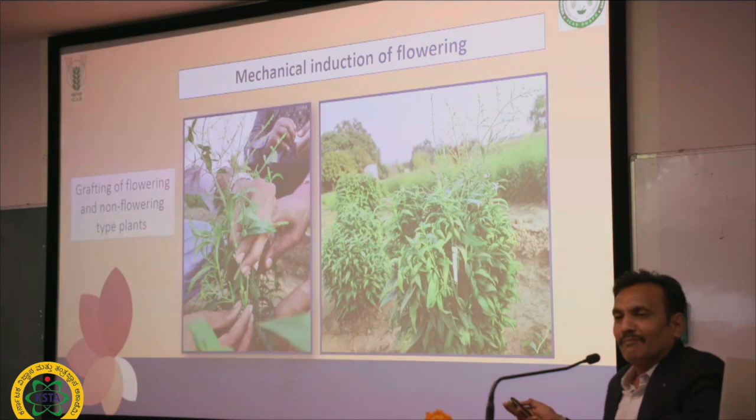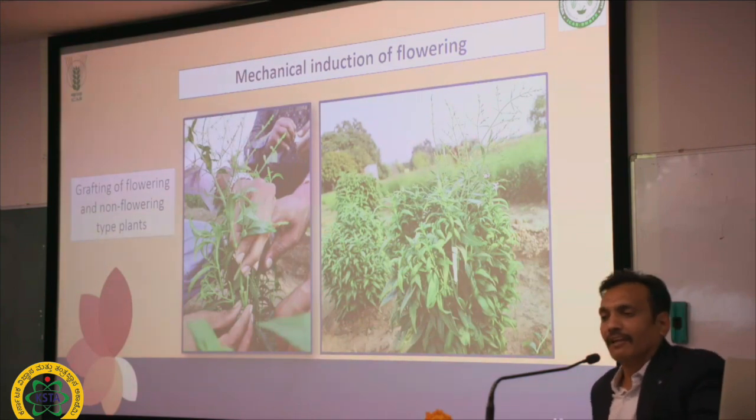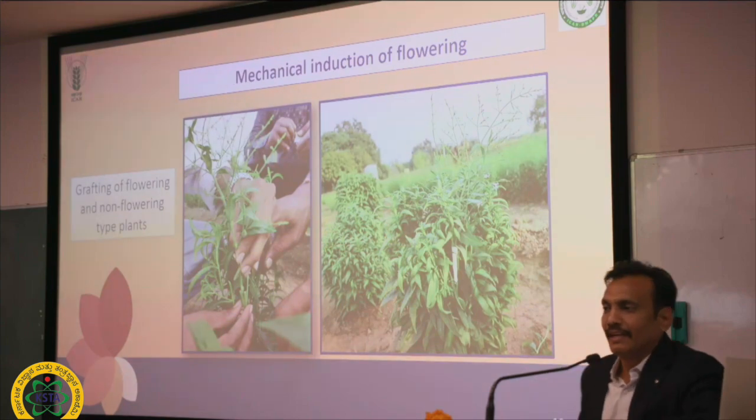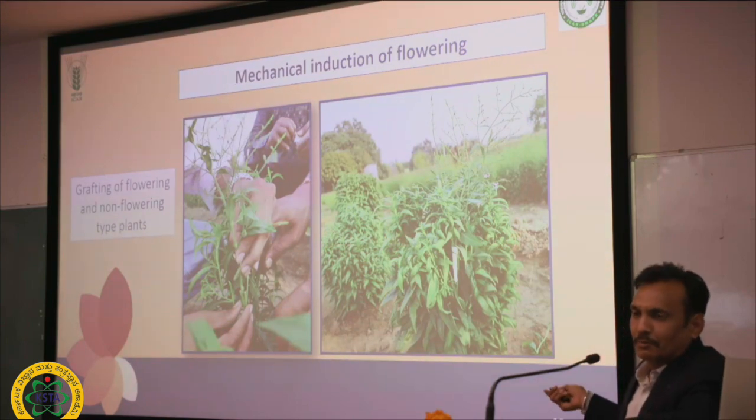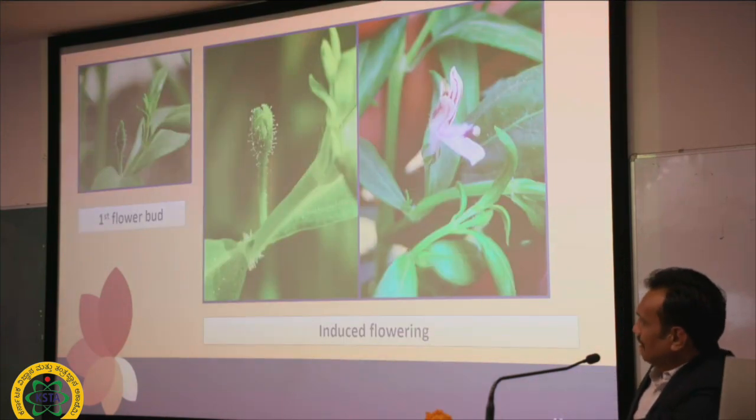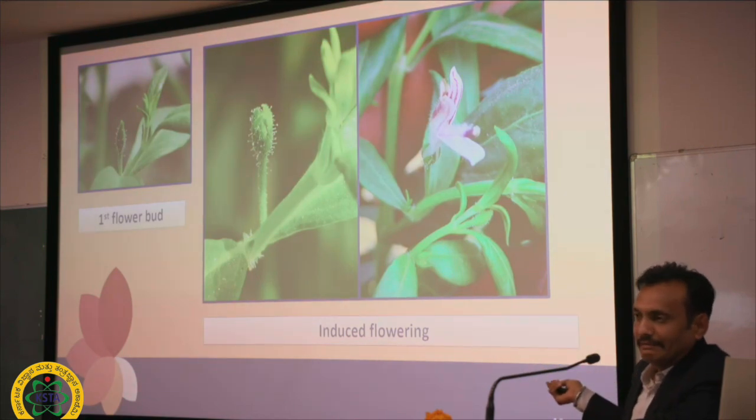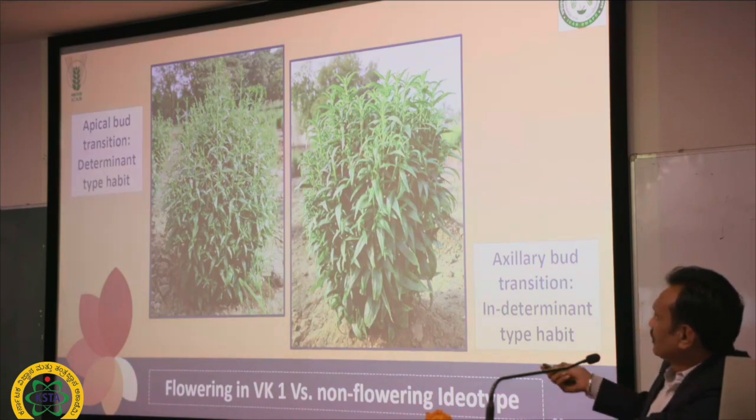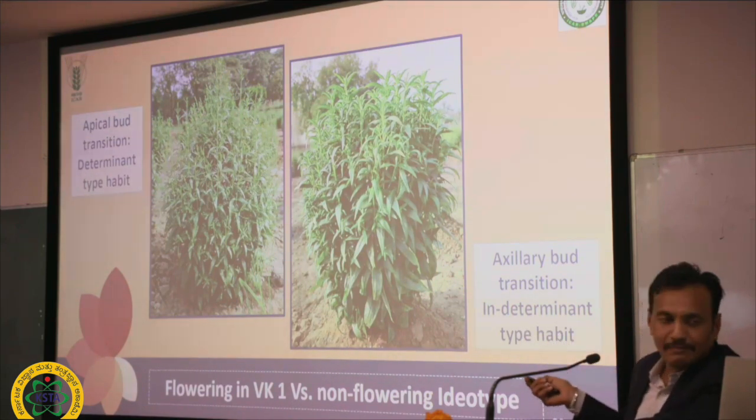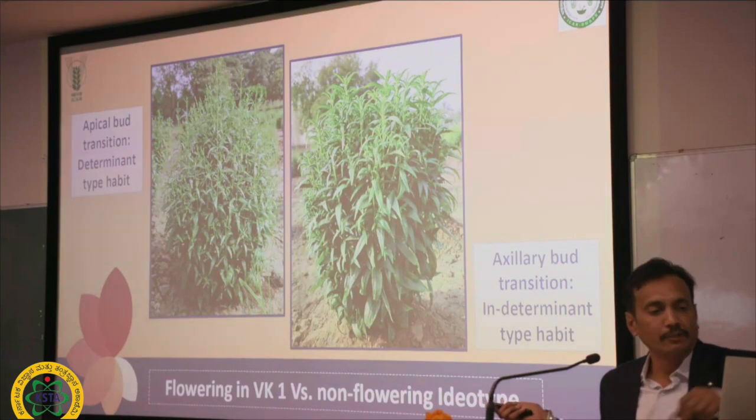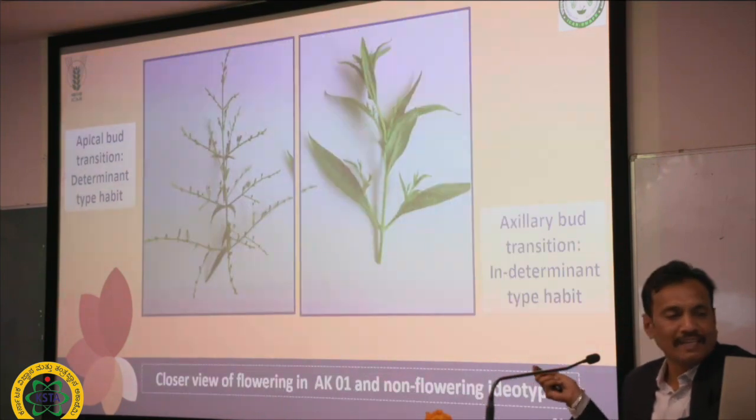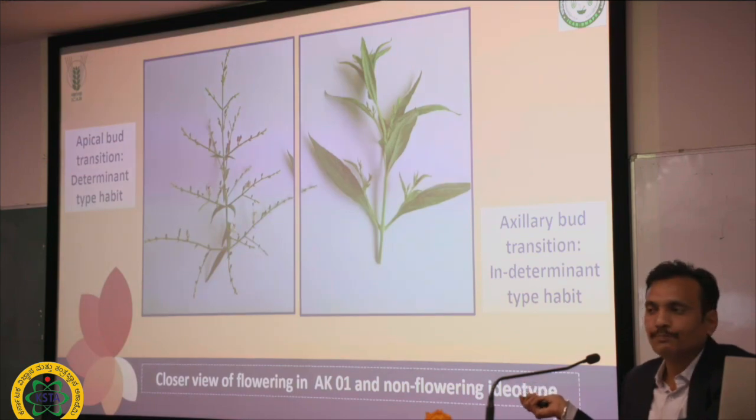Then we tried a mechanical induction of flowering also, through transferring the concept of floral transfer, and we got success in this population also. This was the first flower bud, and then the flower. What I said is that on the apical tip there won't be any flower in this particular case, a non-flowering type of plant. The closer view.